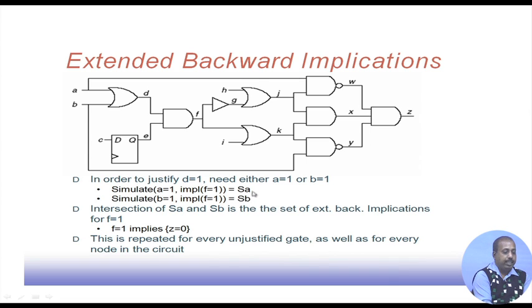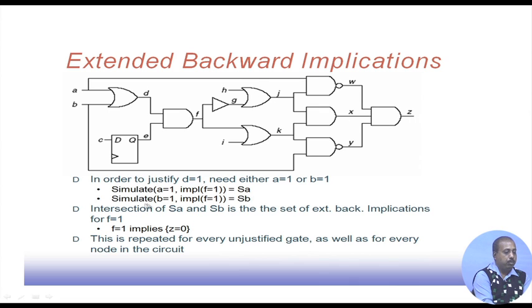Now, if we take the intersection of these two sets S A and S B, then we get the set of extended backward implications for f equal to 1. Okay. So, you will see that if we simulate S A, that is a equal to 1, then d equal to 1, then this f is already equal to 1, then all these values becoming equal to 1, ultimately z becomes equal to 0.